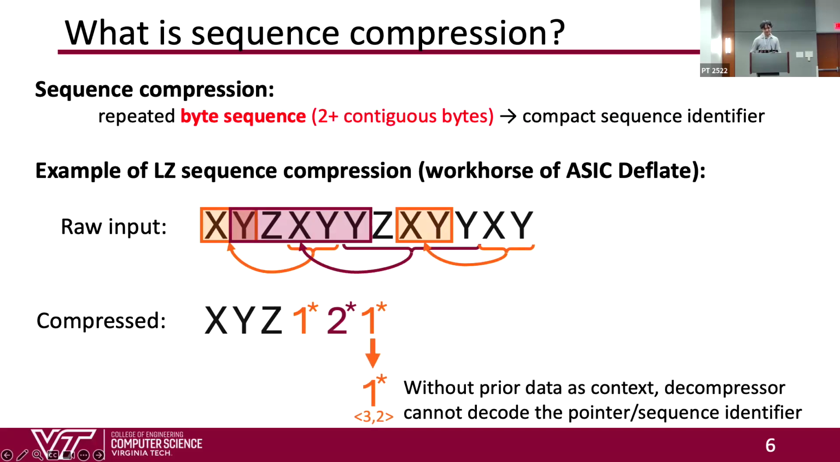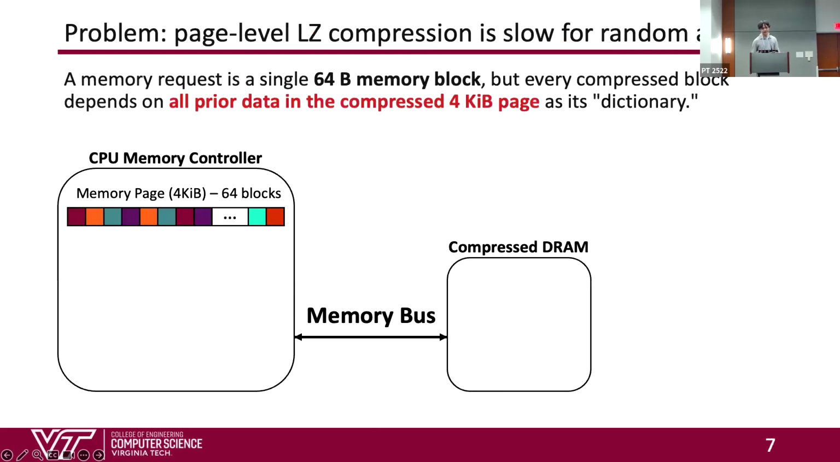A consequence of this approach, though, is that without prior context, the decompressor can't decode the pointer from anywhere besides starting from the very beginning. So that's why under these works, typically compression or decompression starts at the very beginning of the compressed page and has to proceed serially through the page. So this is how it's a problem.